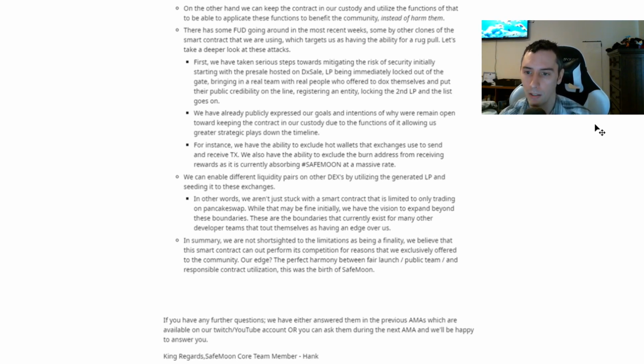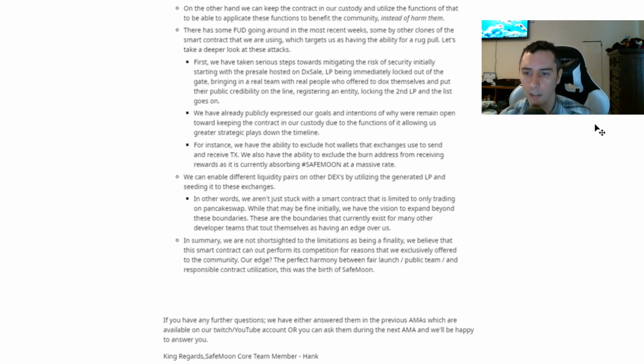due to the functions of it allowing us greater strategic plays down the timeline. For instance, we have the ability to exclude hot wallets that exchanges use to send and receive transactions. We also have the ability to exclude the burn address from receiving rewards, as it is currently absorbing SafeMoon at a massive rate, right?